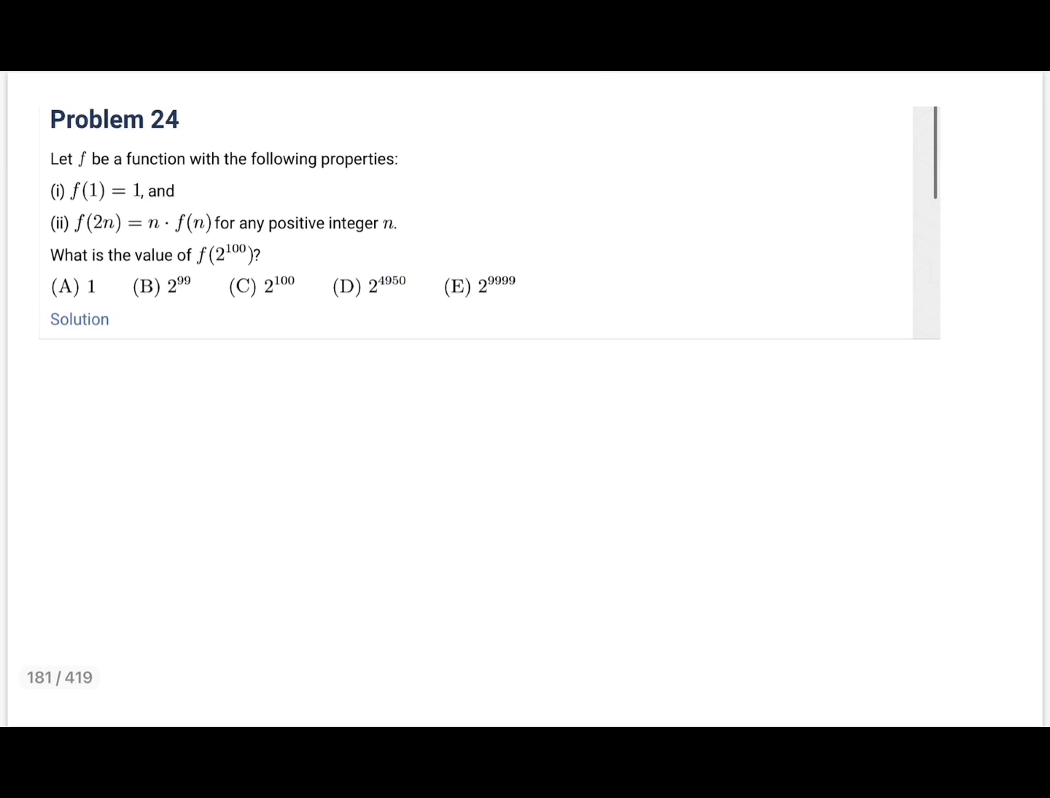Problem number 24, let f be a function with the following properties. f of 1 equals 1 and f of 2n is n times f of n for any positive integer n. What is the value of f of 2 to the 100th power? Okay, so f of 1 is 1 and f of 2 is, when n is 1, 1 times f of 1, so it's 1.